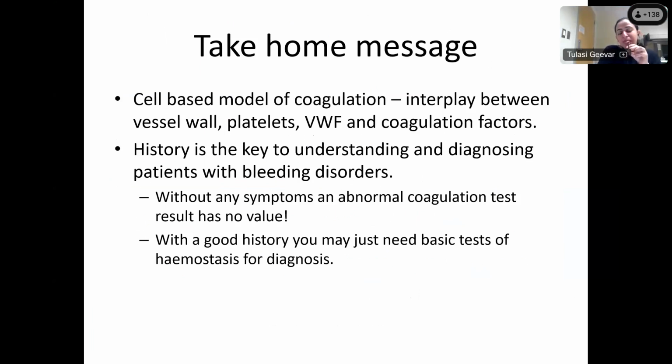Take-home message here. The cell-based model of coagulation which we saw is a complex interplay between the vessel wall, the platelets, the von Willebrand factor, and the coagulation factors. History is a key to understanding and diagnosing patients with bleeding disorders. Without any symptoms, remember, an abnormal coagulation test has no value. And with a good history, you may just need the basic tests of hemostasis for diagnosis.